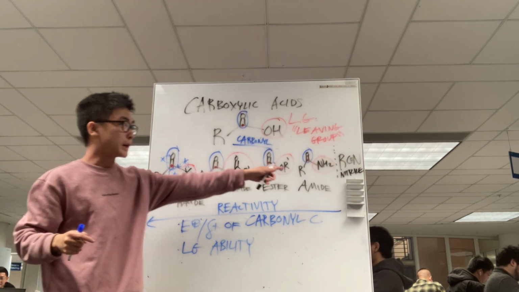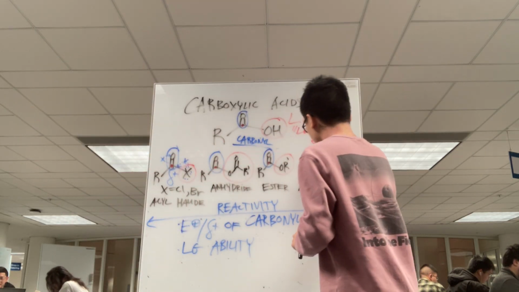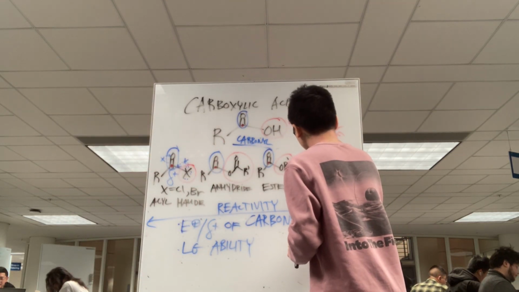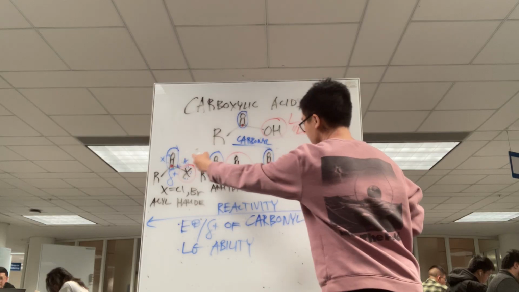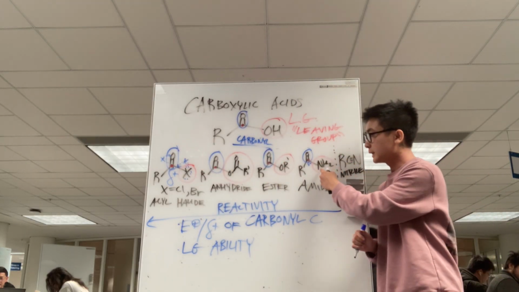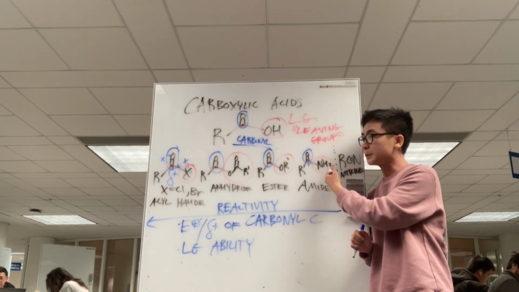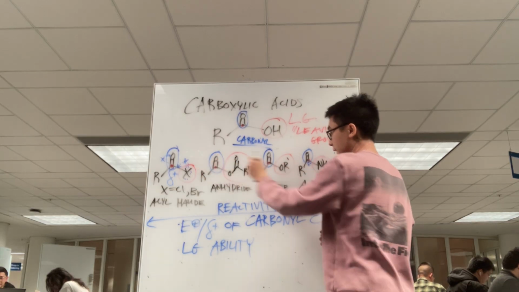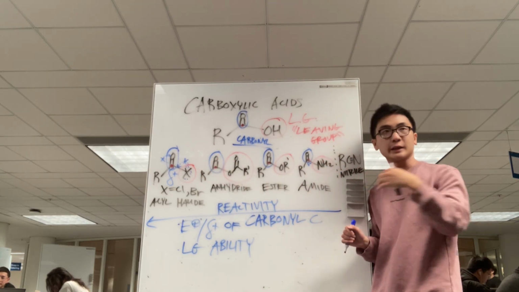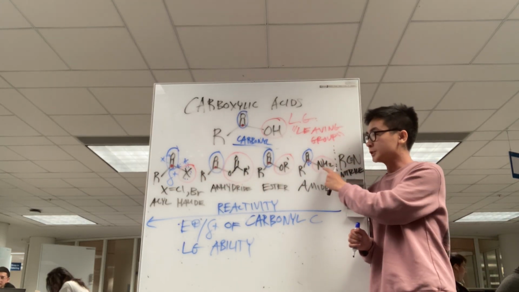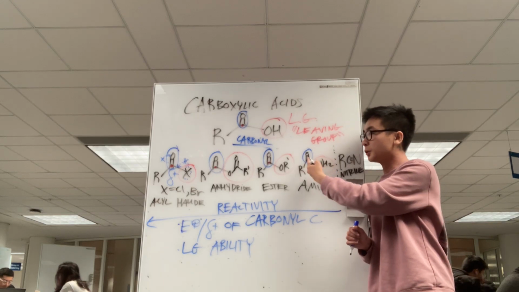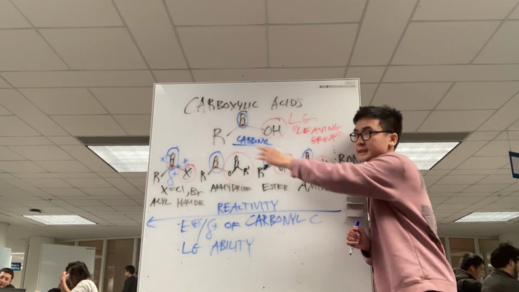Now, if you look at the amide over here, this amide will have a small positive charge compared to this carbon and this carbon, because nitrogen is the least electronegative atom compared to oxygen and halogen. If you look at the periodic table and the electronegativity trend, nitrogen is the least electronegative, so it cannot pull electrons as strongly as these other things.